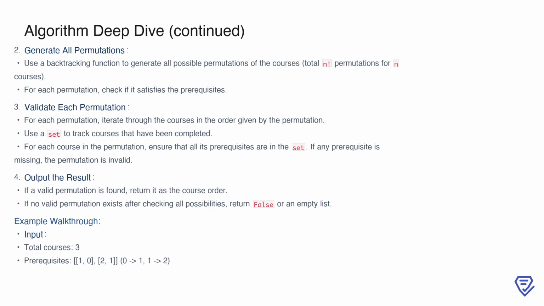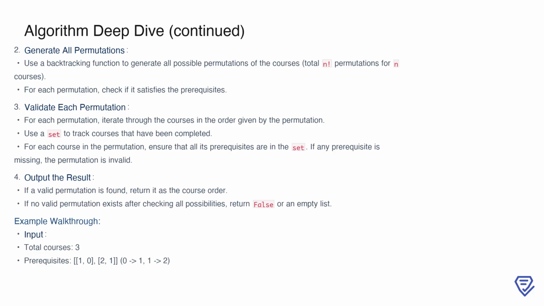To validate, we iterate through the courses in the given order of the permutation, keeping track of completed courses using a set. For each course in the permutation, we ensure that all its prerequisites exist in the set of completed courses. If a prerequisite is missing, the permutation fails the validation.